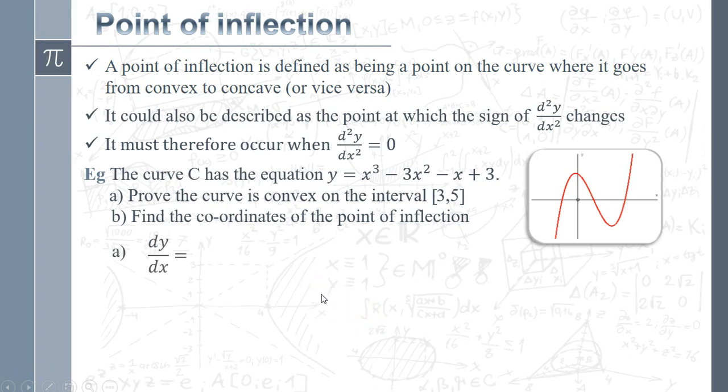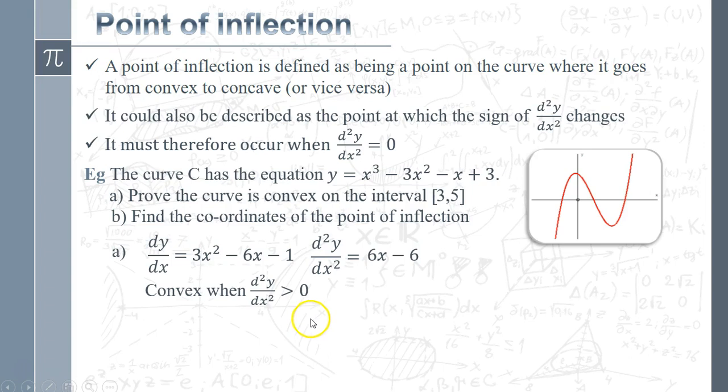Right, here we go. Let's differentiate it to begin with. We get that. Let's do the second derivative. Differentiate that, and it's going to become 6x minus 6. If we're going to prove that the curve is convex, we've got to prove that d squared y over dx squared is greater than 0. So if we set our expression for d squared y over dx squared to be greater than 0, we can see from solving this that the curve is going to be convex for any values of x greater than 1. So if we've got an interval going from 3 to 5, we're in that range. Therefore, we've proved that the curve is convex over this particular interval.